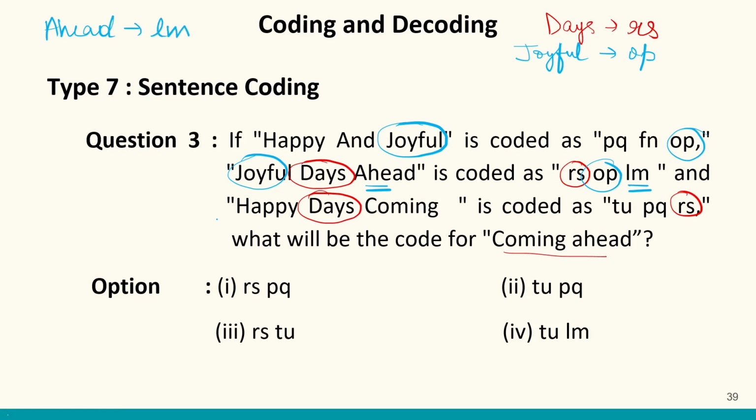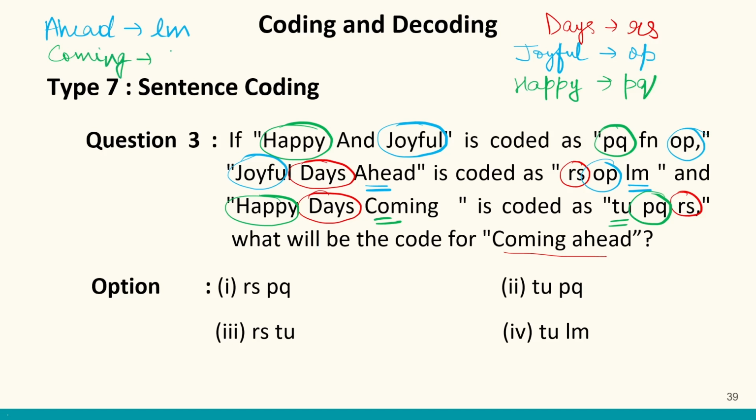Now over here, I can see happy and joyful, happy days coming. So happy is the common word. And if I look at the code, this is PQFNOP and this is TUPQRS. So PQ is the only common code. So I can say that happy is coded as PQ. So the only word that is remaining in this sentence is coming, and the only code that is remaining is TU. So coming is coded as TU. So our answer will have both TU and LM, which is option number 4. So option number 4 will be the correct answer.